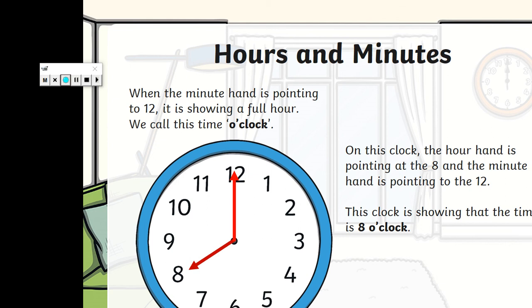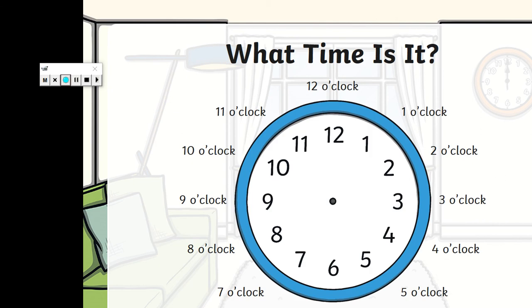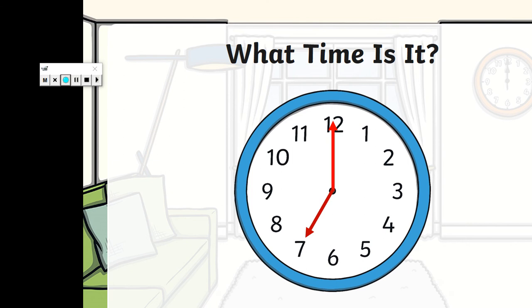So we have two 8 o'clocks in a day. We can have an 8 o'clock in the morning and an 8 o'clock in the evening. Okay, so let's have a look and see if we can work out what time it is. There's some clues on the clock here.